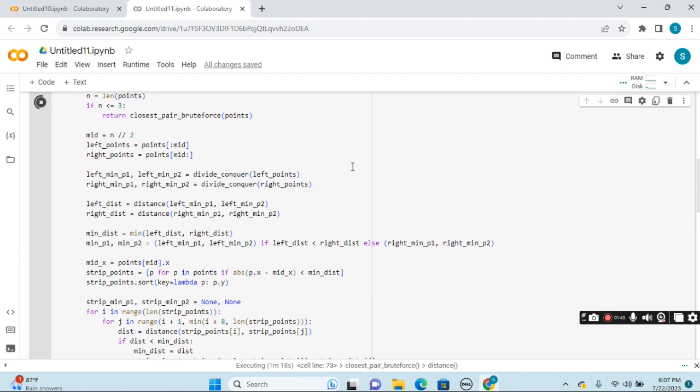Otherwise, it proceeds with the divide and conquer approach. It calculates the middle x of the list and divides the points into two halves, the left points and the right points. It recursively calls the divide and conquer function on both subsets to find the closest pairs in the left and right halves. It calculates the minimum distance between the left distance and the right distance, and selects the minimum as the minimum distance, with the corresponding closest pair as the output.